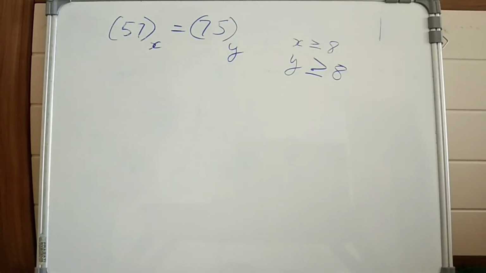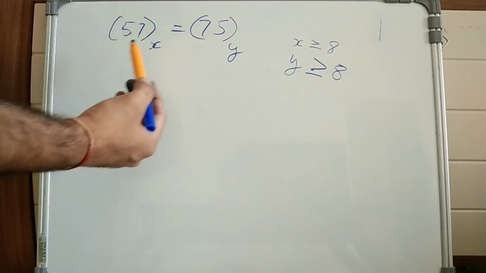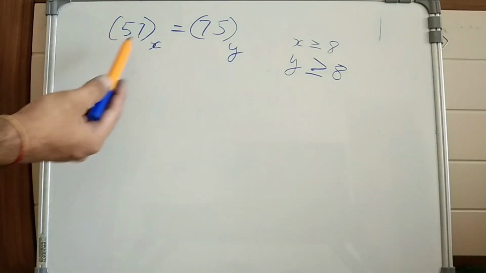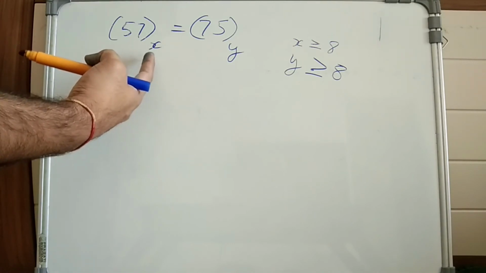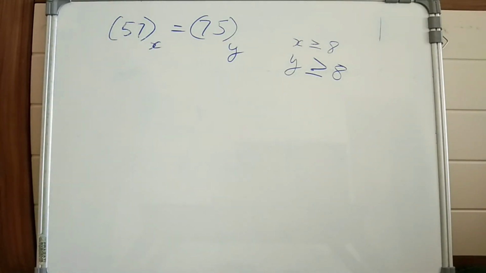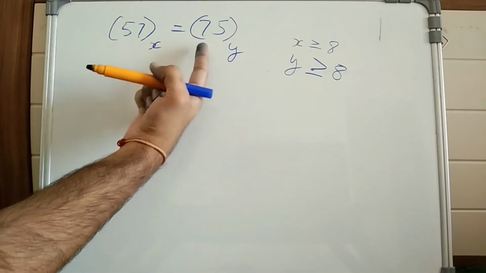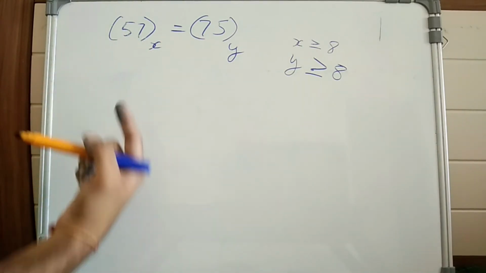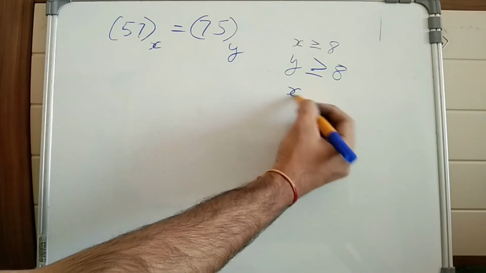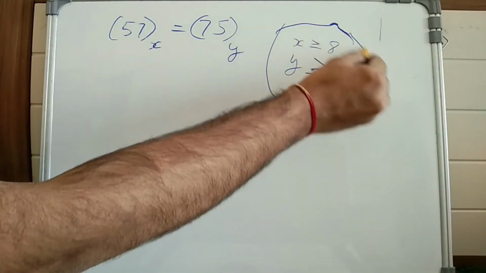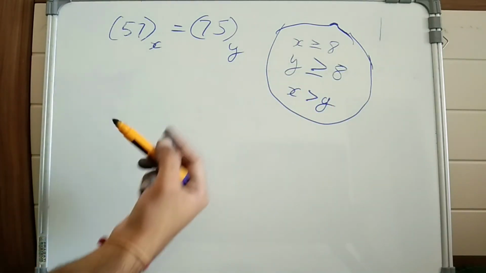One more thing, if I compare 57 and 75 in base 10, 57 is less than 75. Right? So if I am equating these, then x must be greater than y. What I am saying is 57 is less than 75, but in this question both of them are being equated. So x must be greater than y. Only then this is possible. So these are the conditions of x and y, right?